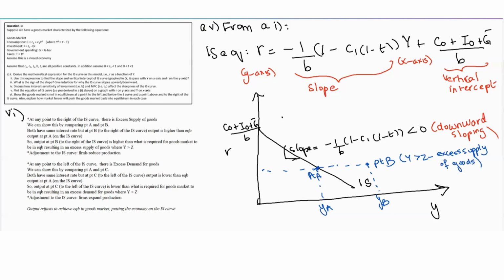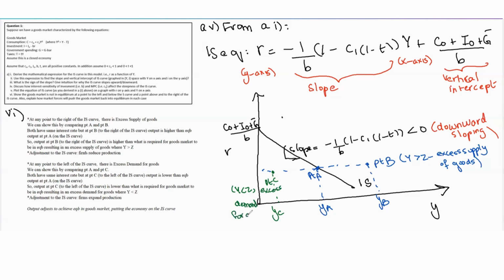Now let's look at a point towards the left of the IS curve. Let's take point C. I will compare point C, towards the left of the IS curve, with point A on the IS curve. Both have the same interest rate, but output at point C is less than output at point A, which is on the IS curve. So output at point C is less than what is required for the goods market to be in equilibrium. At point C, output is less than demand, and you have an excess demand for goods.